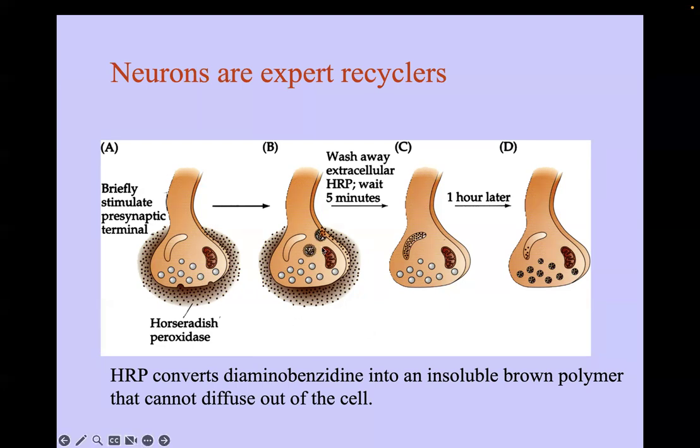So it gets picked up, then you wash out the horseradish peroxidase, or HRP. Then you give a dye called diaminobenzidine, and this gets polymerized by this enzyme and forms a polymer that is brown in color. So you don't have to stain it or anything. It's all built into this simple experiment.